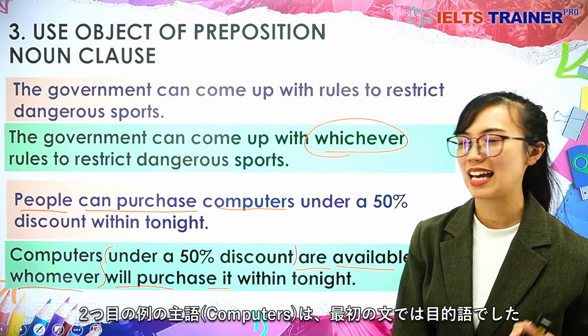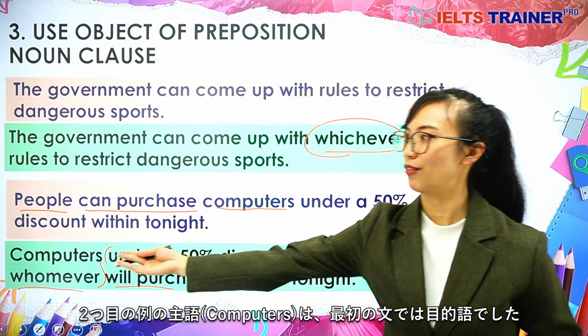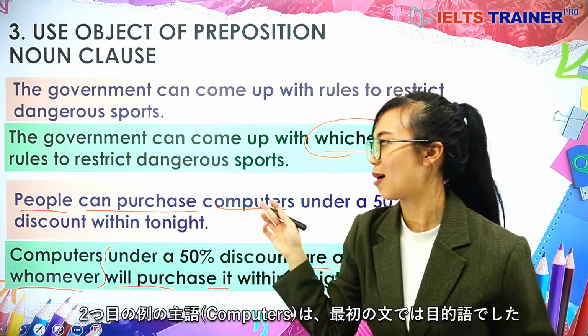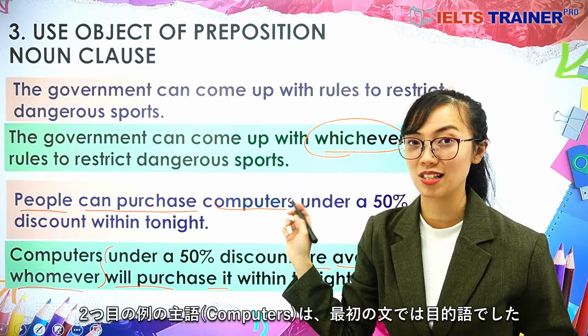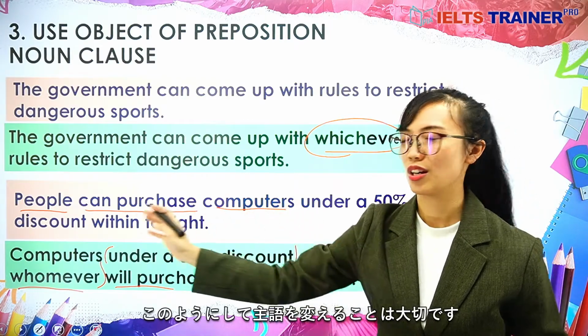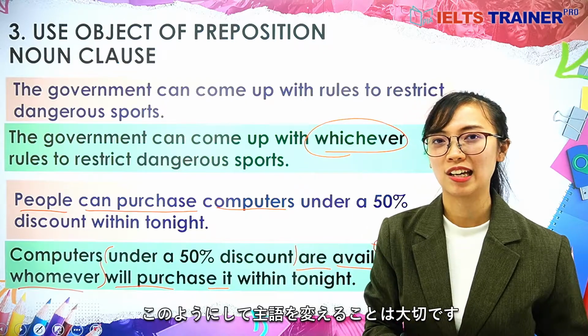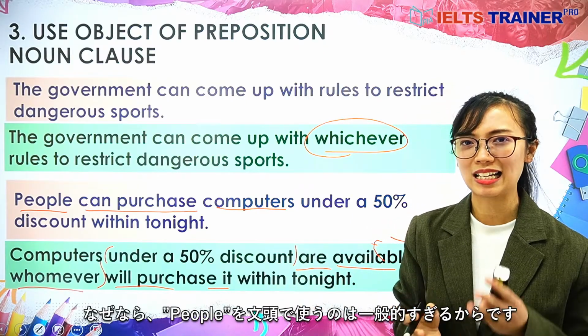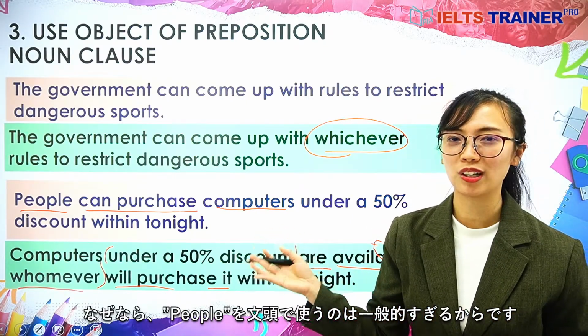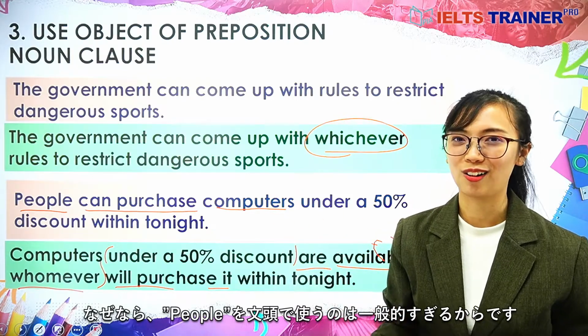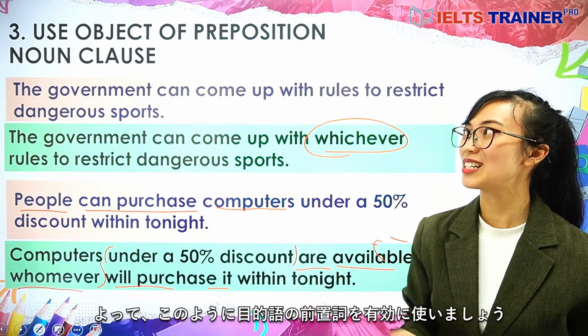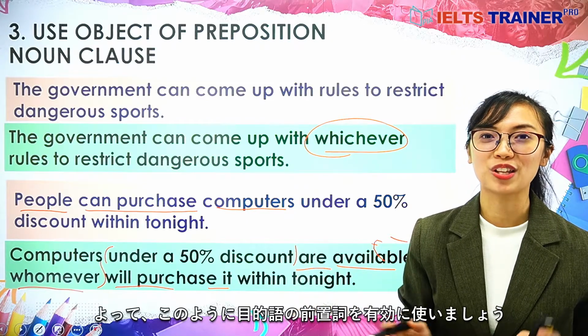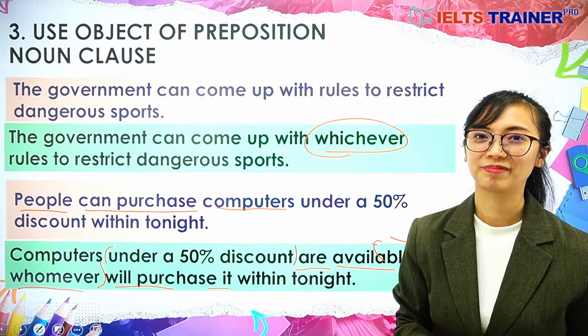So notice that the subject from this part comes from the object in this first sentence, which shows a shift of focus because it is not ideal to use people as the beginning of the sentence all the time. So let us vary the use of the object of preposition.